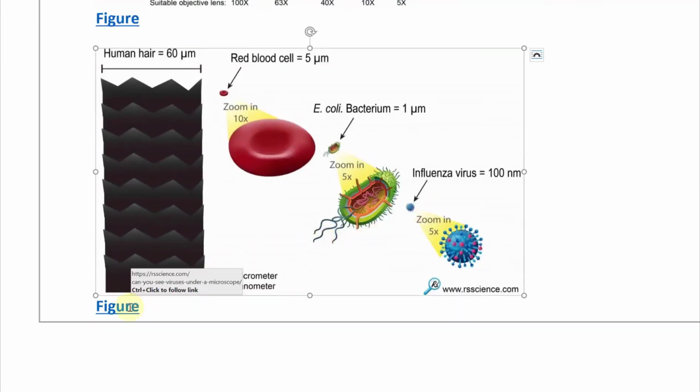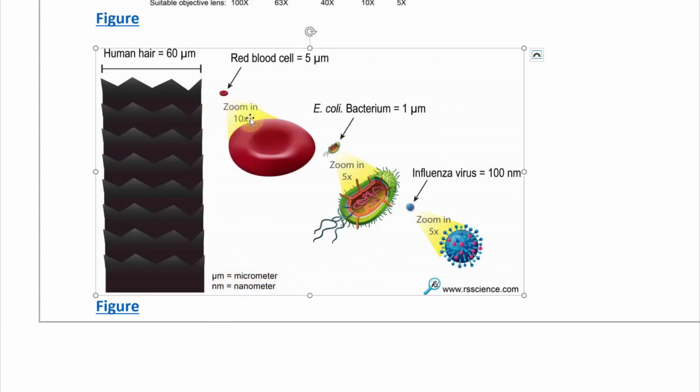All right, now let's look at this next image, also from that same website, rsscience.com. It's just another comparison. You have the human hair, 60 micrometers, a typical width. Next to it is a red blood cell at 5 micrometers, so you can see the comparison. It's incredibly small. UM is micrometer, NM is nanometer. A micrometer is a millionth of a meter, and a nanometer is a billionth of a meter.